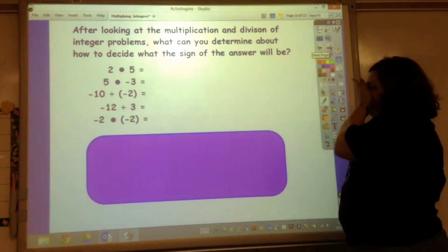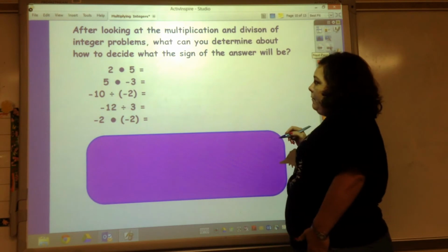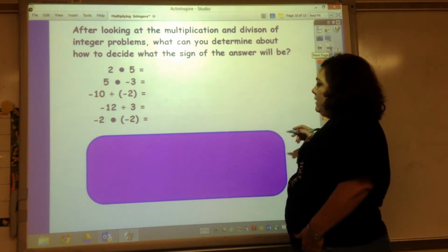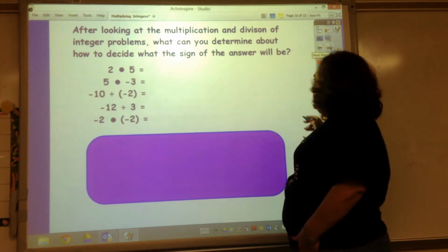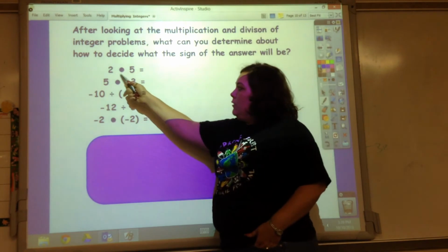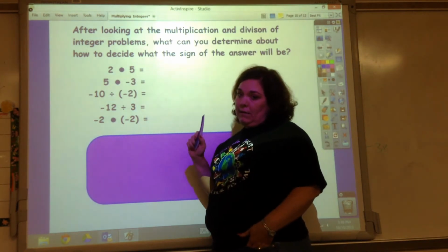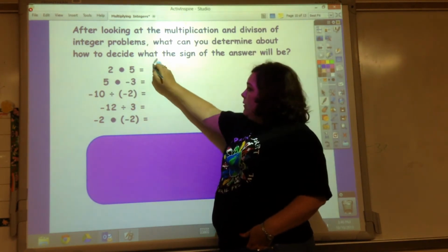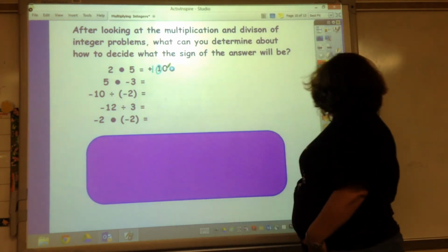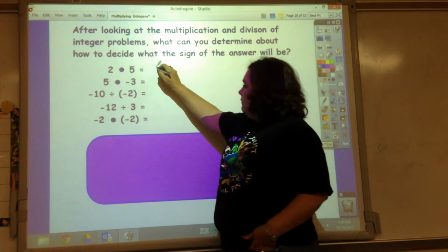So after looking at the multiplication and division integer problems, what can you determine about how to decide what the sign of the answer will be? Well, we're used to 2 times 5. Those are both positive, so we know our answer is 10. It's always been 10. So it's positive 10.